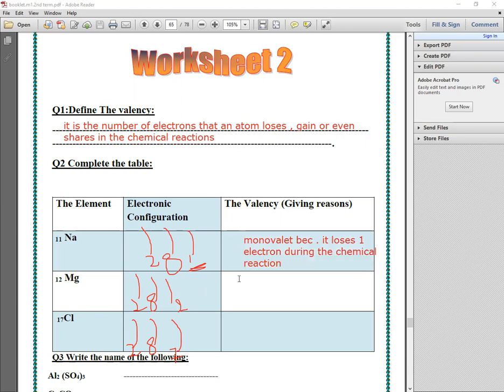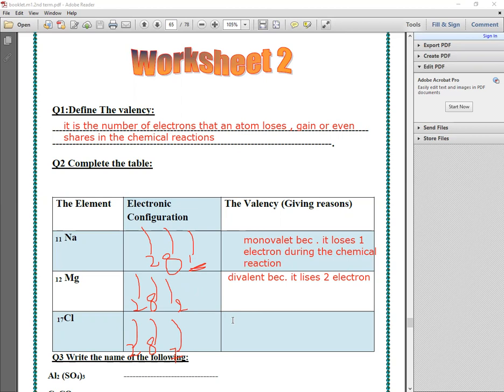Here, the magnesium is what? Magnesium is divalent. Why divalent? Because the outermost energy level contains 2 electrons, so it tends to lose 2 electrons. So its valency is divalent because it loses 2 electrons found in the outermost energy level during the chemical reactions.